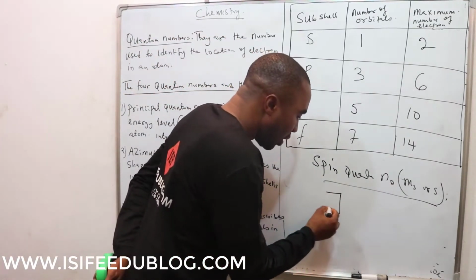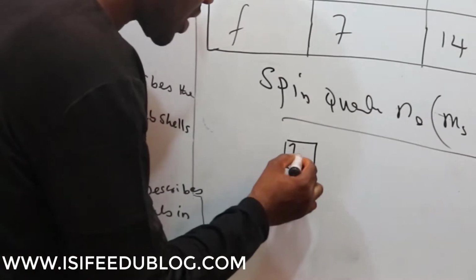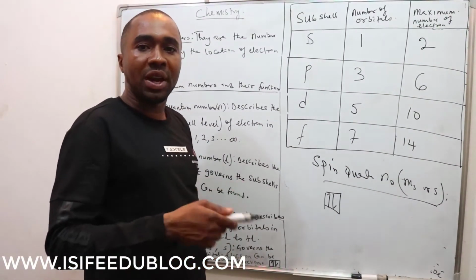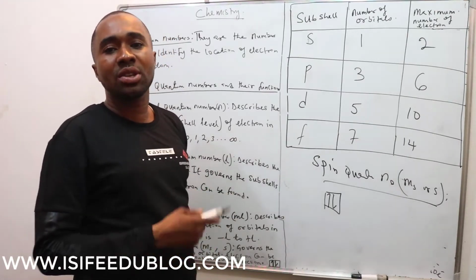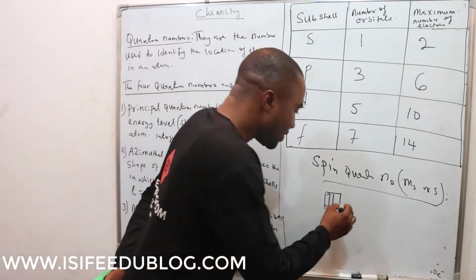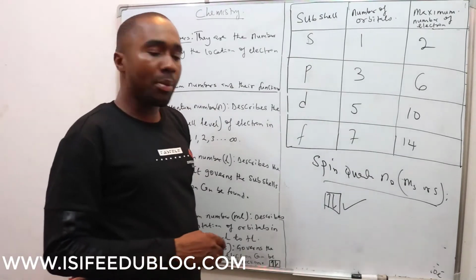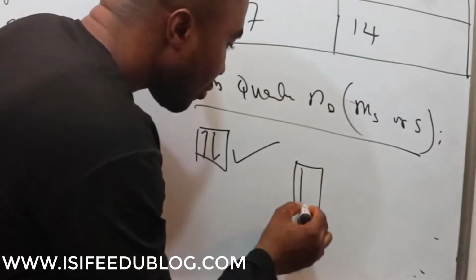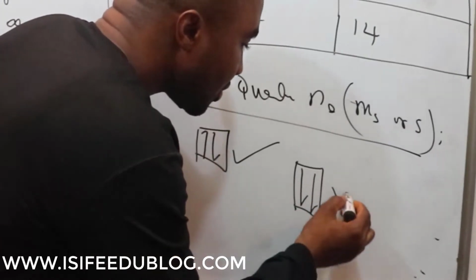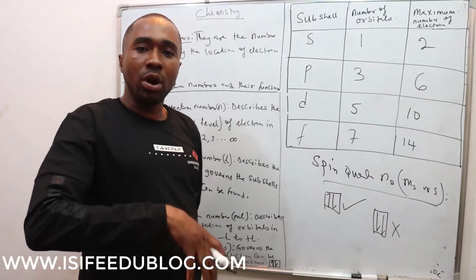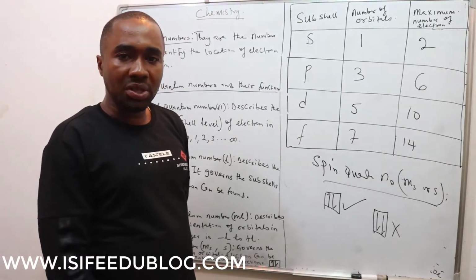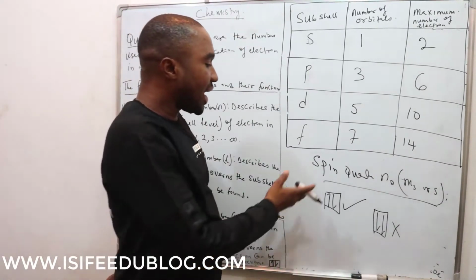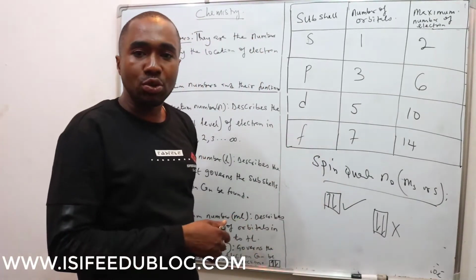Like if we have an orbital like this, an electron can be moving up or the electron can be moving down. That means the movement of an electron in an orbital can either be clockwise or anti-clockwise. This is the correct movement of electrons in an orbital. But when you have something like this, it is incorrect. Two electrons cannot be moving in the same direction. It's not possible. It's either one is moving up or the other one is moving down. And that is described by the spin quantum number.